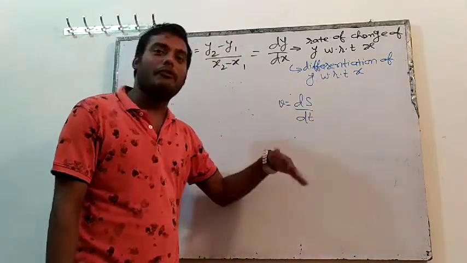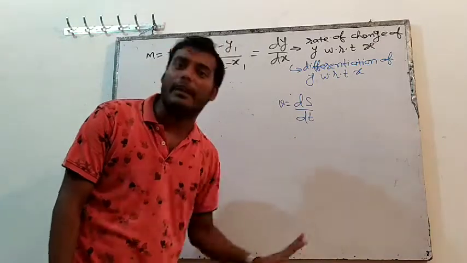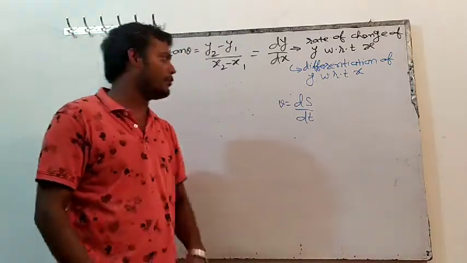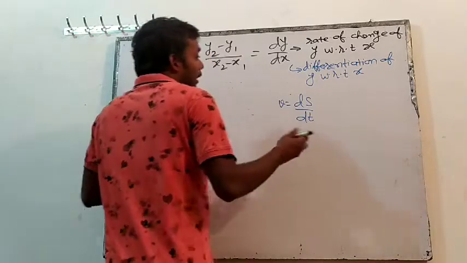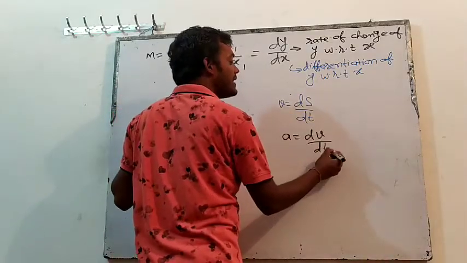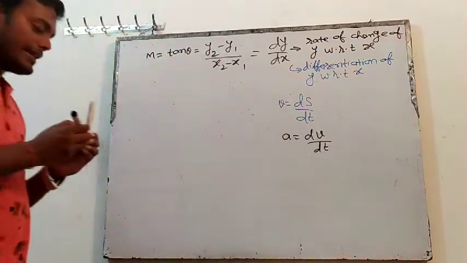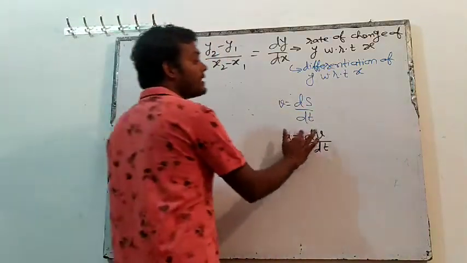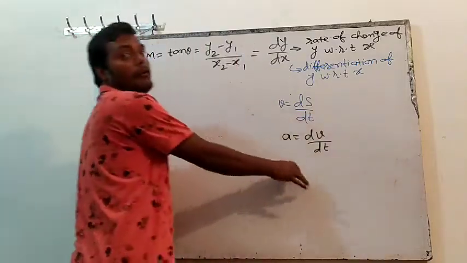How we will differentiate, we will come to that. It's not tough, it's very easy. Just keep patience for some time. Like that, acceleration is what? a = dv/dt. Change in velocity per unit time is known as acceleration. That is, when we differentiate velocity with respect to time, we get acceleration.